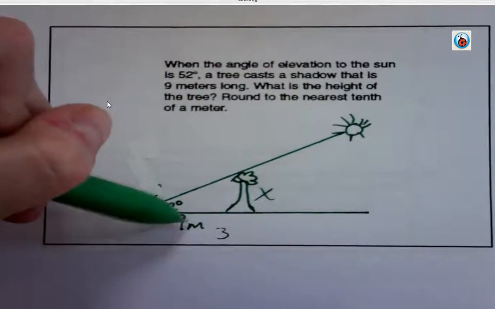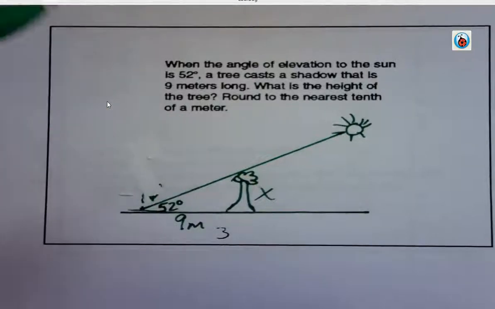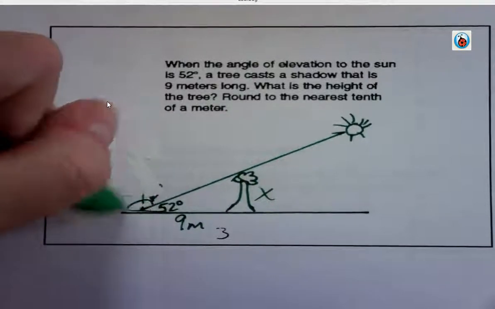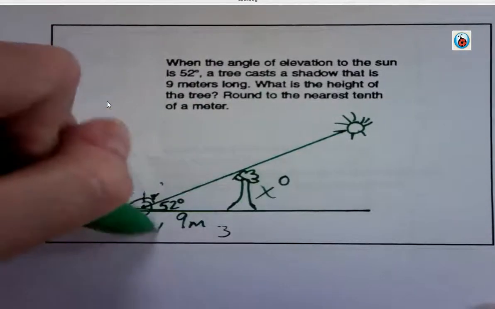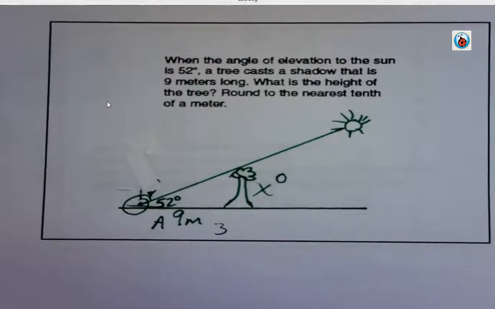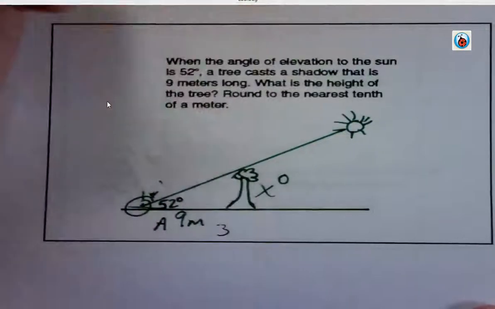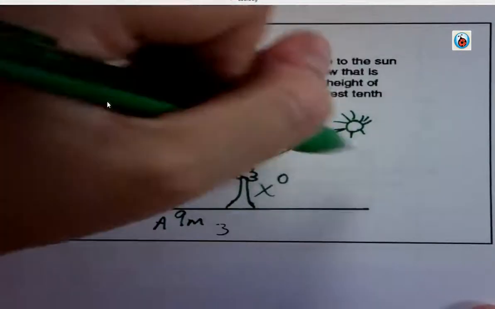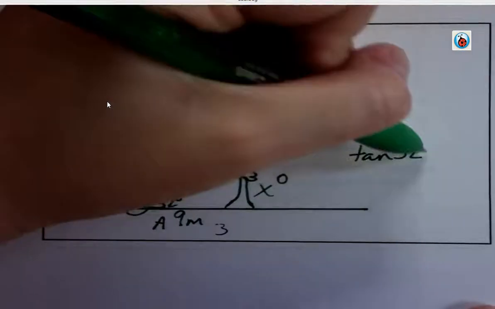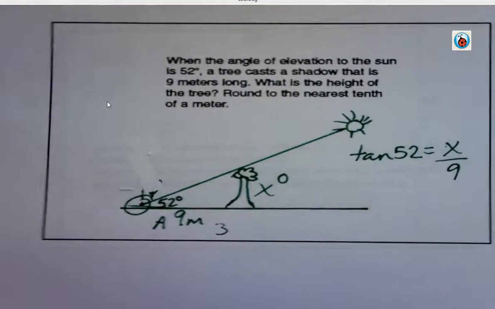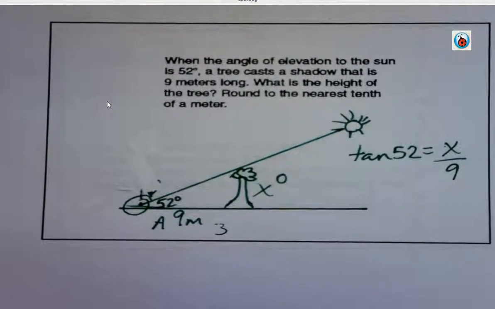We've got 9 meters for one of the sides, and we're looking for the other, and 52 degrees. This is our reference angle, so just like we did for trig, this is going to be our opposite side and our adjacent side. So we have to decide which trig function we are going to use. We'll use tangent. So tangent of our angle equals opposite over adjacent. Our adjacent side is our number, the opposite side is x.